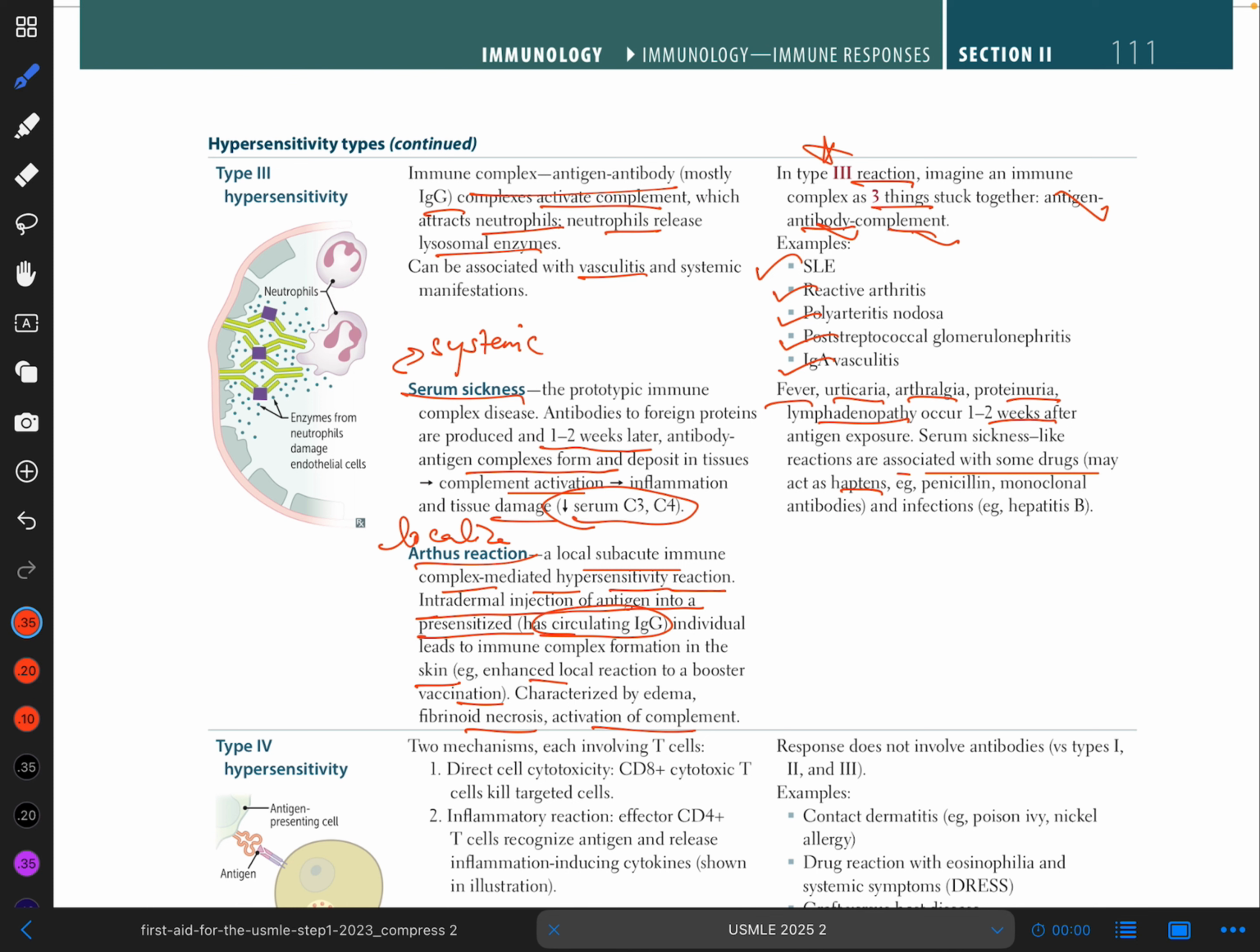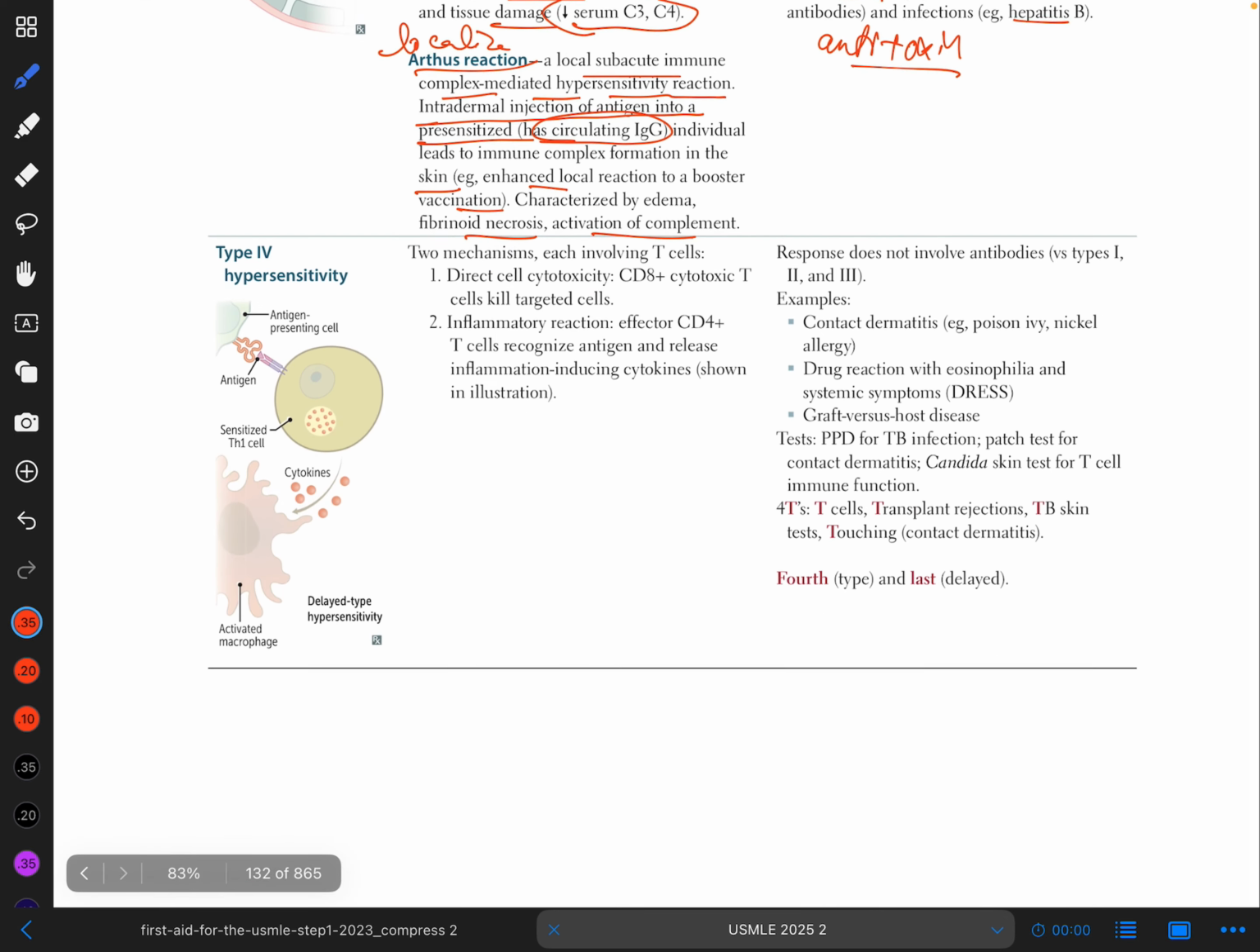We already discussed drugs like rituximab or infliximab, and it is also due to some infections like hepatitis B. Also, they did not mention the antitoxins of tetanus and rabies.